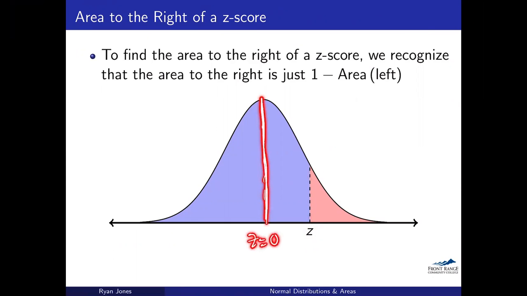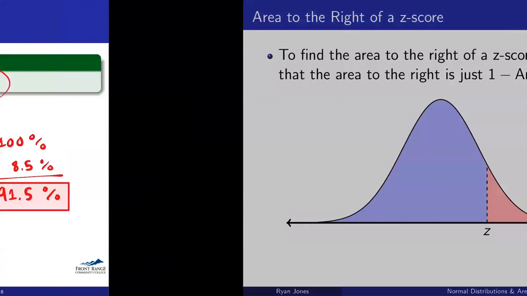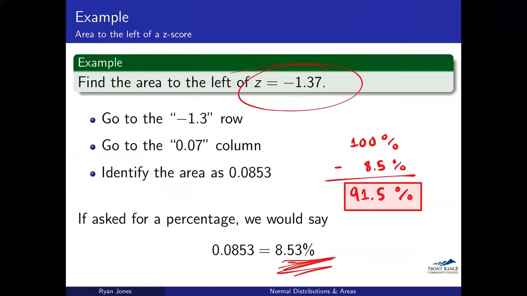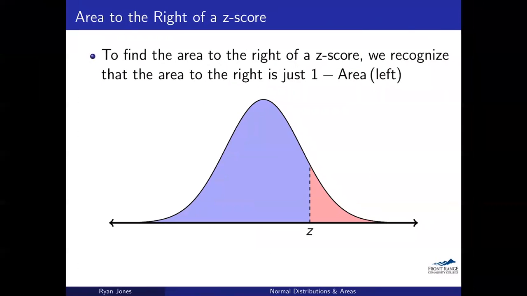That's z equals 0. So we're dealing with a positive z-score based on how this graph is drawn. We know how to calculate the area in the blue. We've done a handful of examples. We just did one right here. It was the area to the left of z equals negative 1.37. So we know how to find the area to the left. That's easy. We look at our z table, boom, we've got it right there.